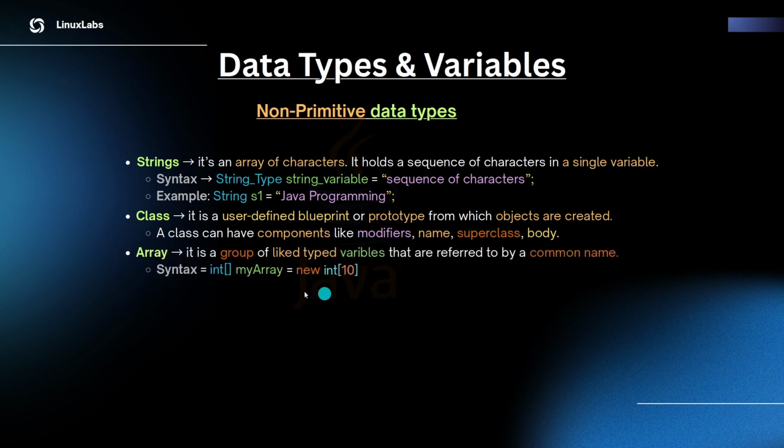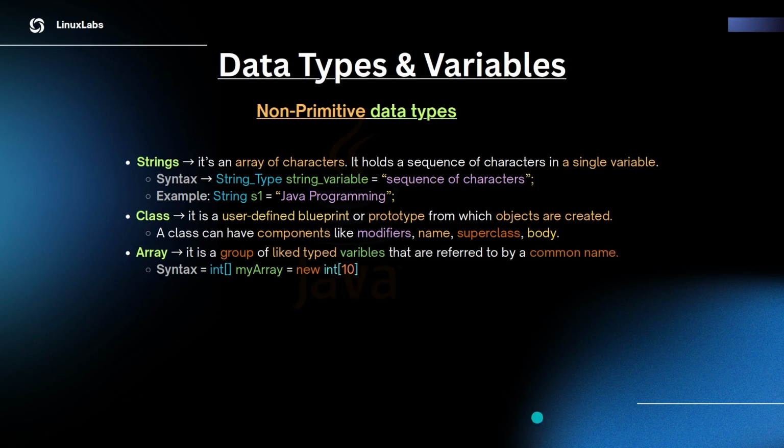Then we have an array, which is a group of like-typed variables that are referenced by a common name. And this is the syntax for declaring an array. For this one, it is an integer array. So you start with the data type, then the square brackets, then the variable name. Then you use the new keyword to tell Java, I need you to allocate new memory where I want to put my new integer array.